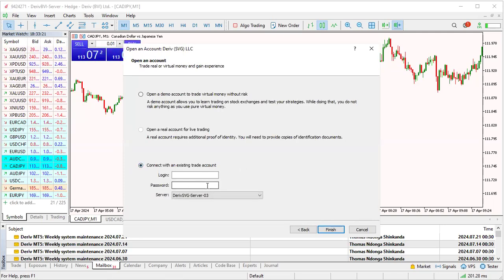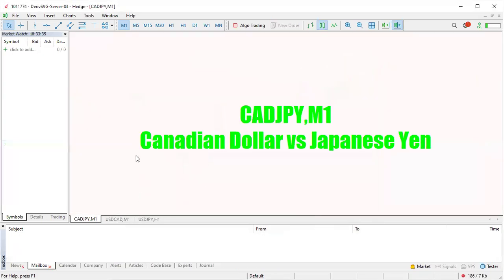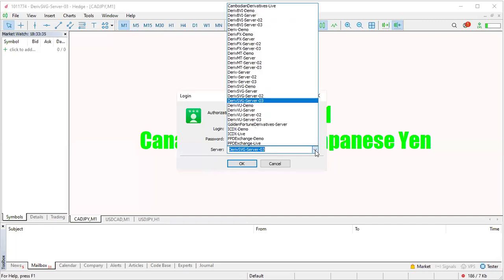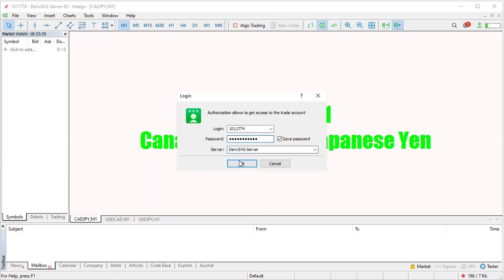Connect to an existing account because it already exists. Then you just enter the login ID. I'm not sure of my password, but I'm going to do trial and error with my commonly used passwords. I should get it right. Let's try that one. This is the SVG server, not server 3. We have to pay attention to those numbers. Let's try again.